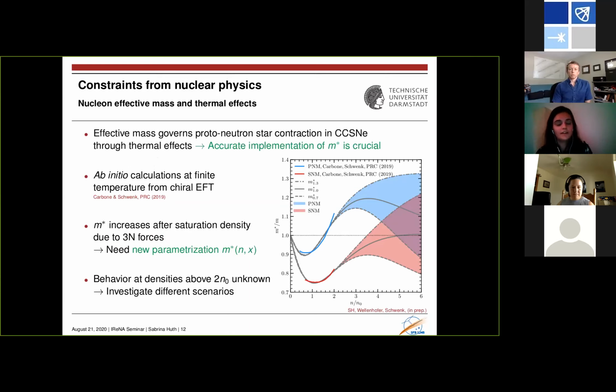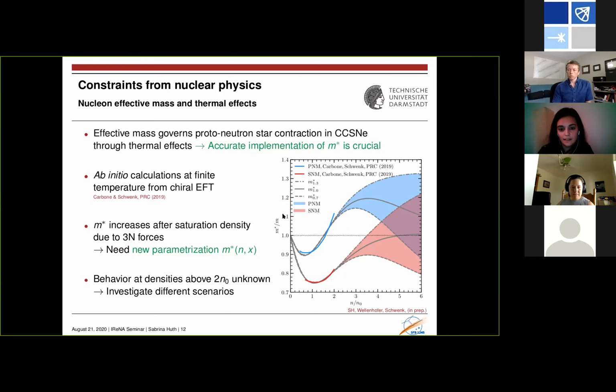So in the functional, you saw that the first term includes the nucleon effective mass. And as I pointed out in the first part of my talk, an accurate implementation of the effective mass is really crucial to capture the important thermal effects for the proto-neutron star contraction. And just recently, there have been new results from ab initio calculations at finite temperature using chiral effective field theory from Arianna Carbone and Achim Schwenk.